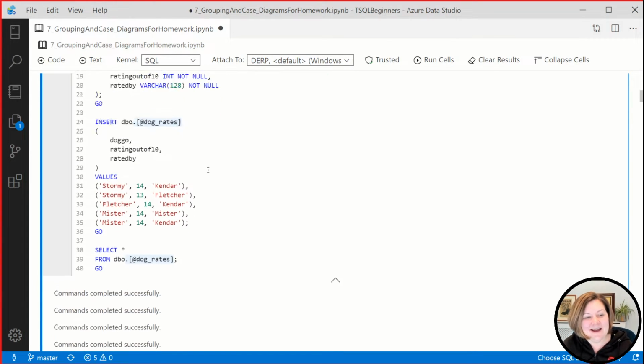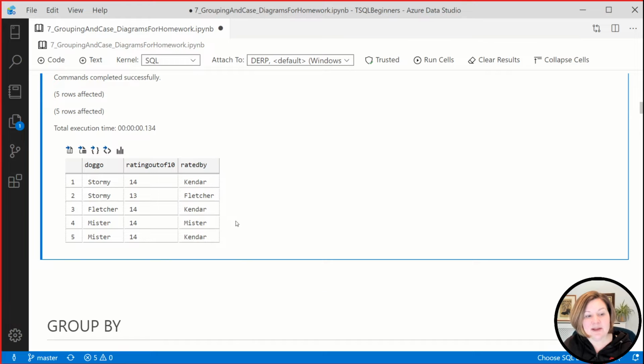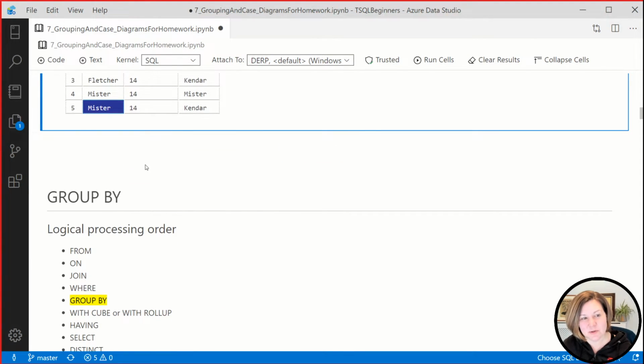So I have inserted some rows into the table. And here is what we have: doggos who have been rated. So Stormy is a corgi. He has 2 ratings. I rated him a 14. Kendar is my cave girl name. Fletcher is another dog. Fletcher only gave Stormy a 13. Fletcher, he's not that into Stormy. Fletcher, I gave a 14 out of 10. I thought he was really, really wonderful. And Mr. is another dog. Mr. rated himself. Mr. gave himself a 14, and I also gave Mr. a 14.